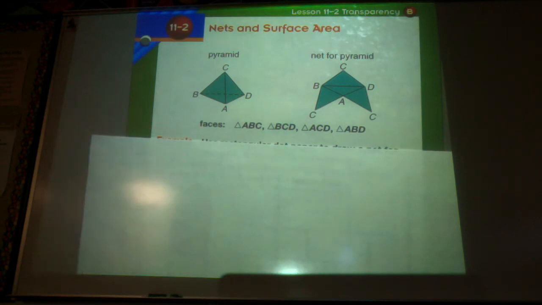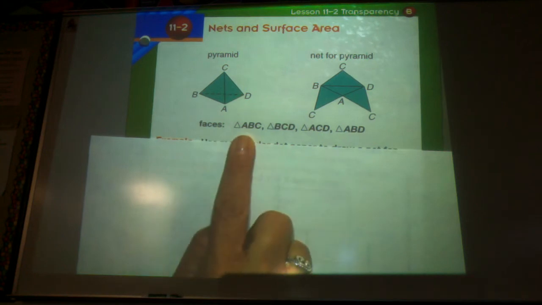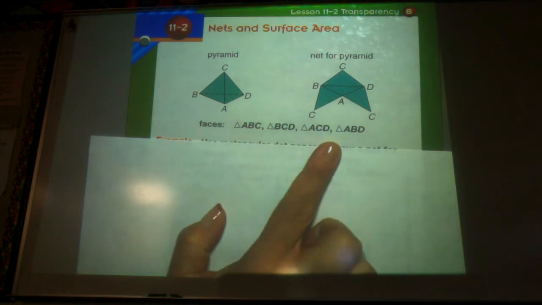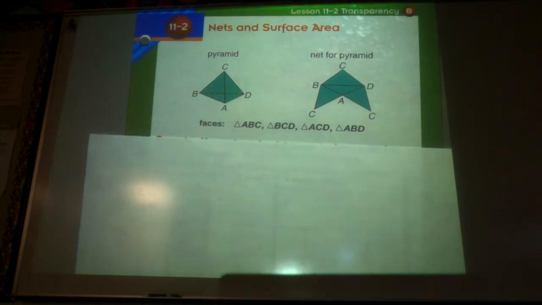When you name a polygon, you always name it by its vertices, and we go in clockwise or counterclockwise direction. So if you named triangle ABC, triangle BCA, it's not going to make any difference, it's the same face. So here are the different four faces, all named. Every face but one has a C in it.